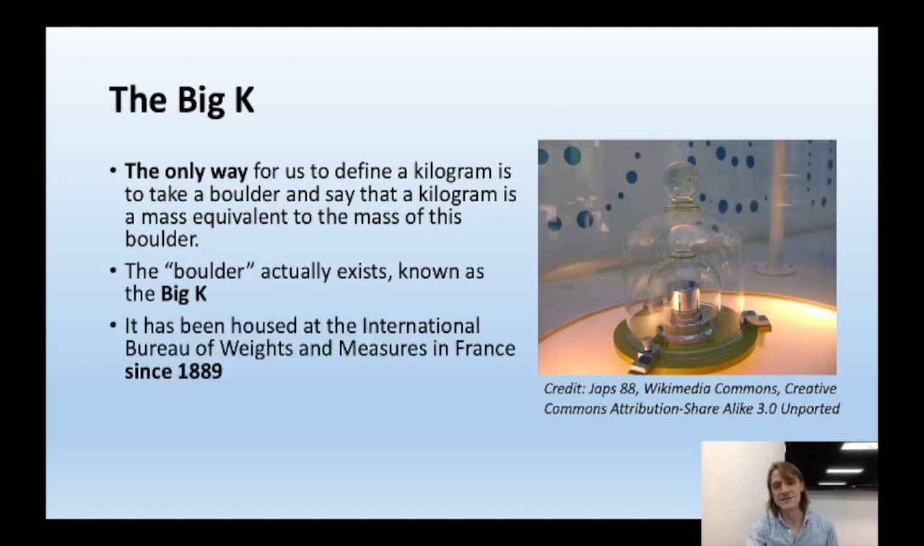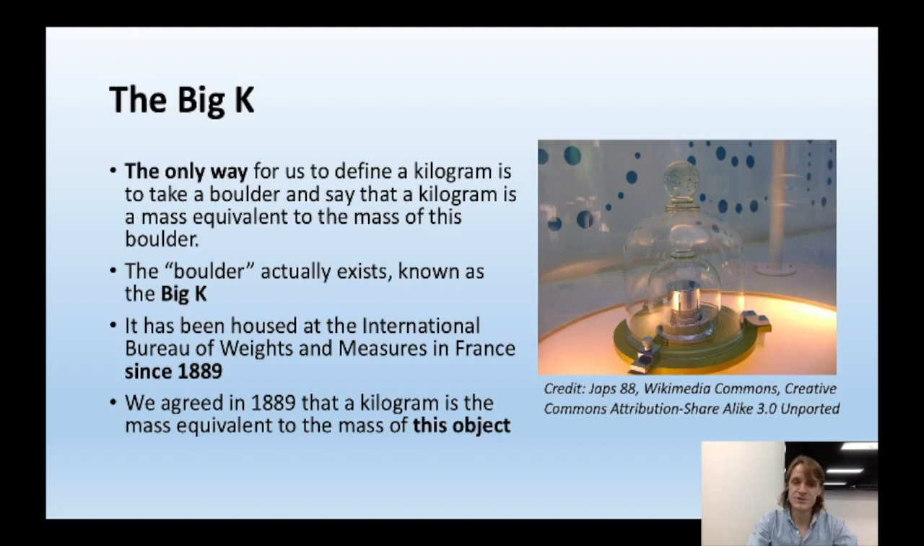In 1889, scientists gathered together. They took a boulder, well, not really a boulder, it was an alloy of platinum and iridium. And they just decided that the weight, the mass of this object will be what we call 1 kilogram. It has been housed ever since at the International Bureau of Weights and Measures in France. And we just agreed that a kilogram is the mass equivalent to the mass of this object.